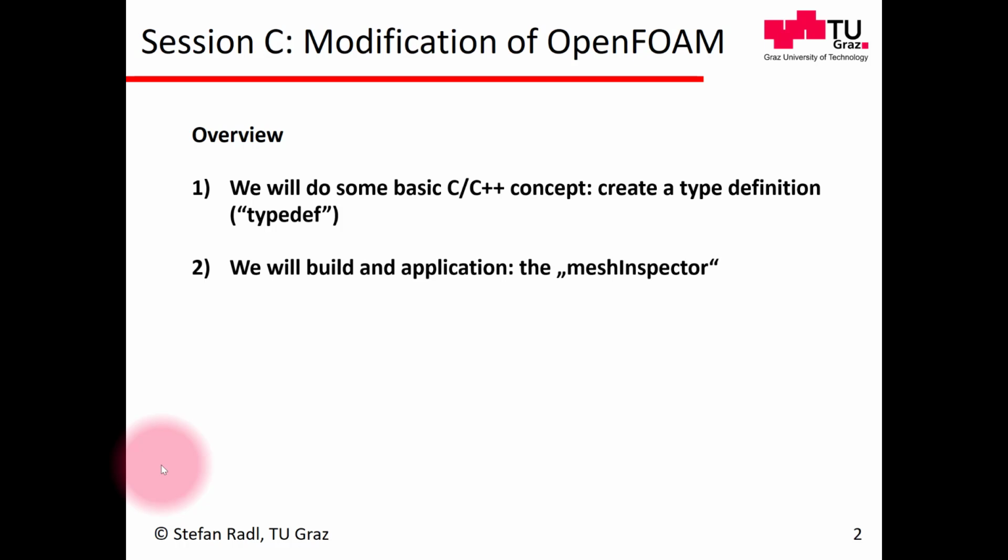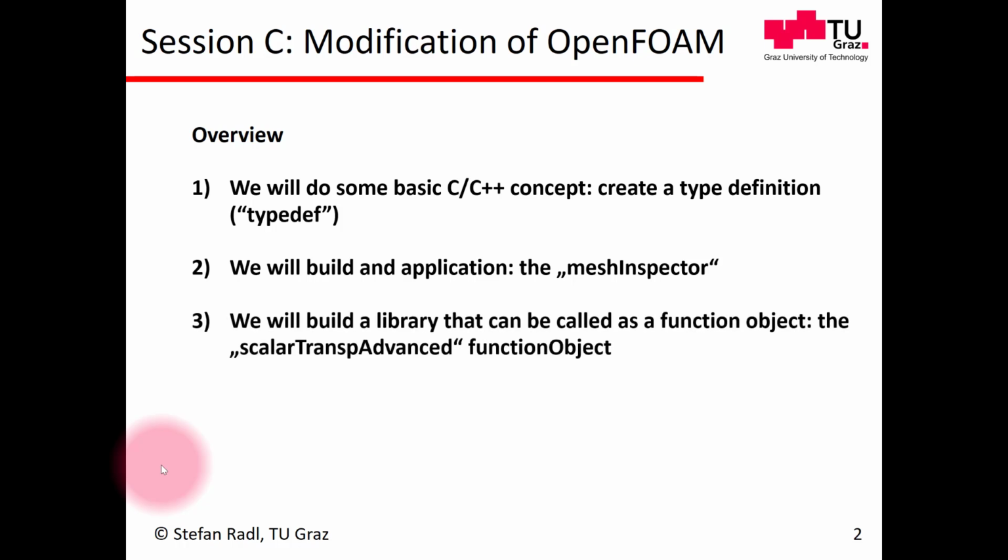In the second part, we're going to build an application. This we will call the mesh inspector. We will start from a template that is supplied by OpenFOAM. And third, we're going to write a library that can be linked to an OpenFOAM application. This we're going to call scalar transport advanced. This will be a function object that we can link to any OpenFOAM solver.